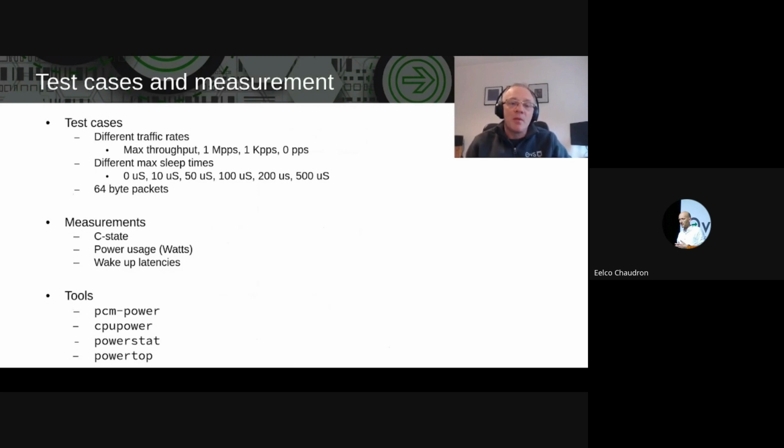So measurements, what do we want to measure? We want to have a look at what the C states are of the PMD thread cores. We want to look at the power usage of the socket that they're on. And we'll also do some testing around wake-up latencies. The tools used were PCM power, CPU power, and powerstat, though not as much. PowerTOP I didn't use, but it's just handy to include it in the list.